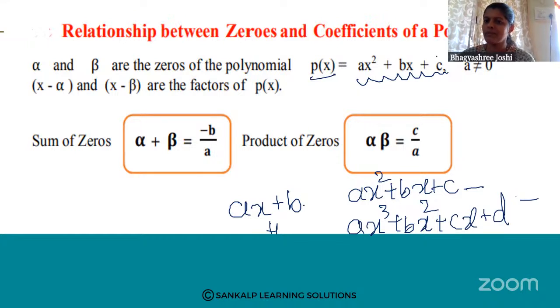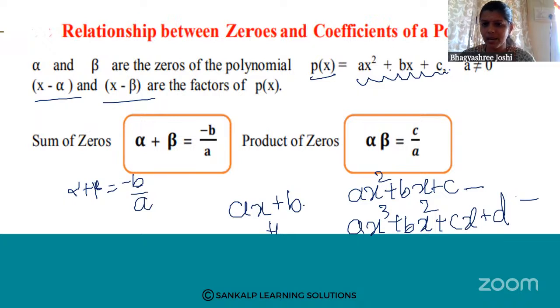ax square plus bx plus c is a quadratic polynomial where a is not equal to 0. Why is a not equal to 0? If a becomes 0, 0 into x square is 0 only, and we will get bx plus c. So bx plus c is a linear polynomial. It is not a quadratic polynomial. So in order to get a quadratic polynomial, the condition is a is not equal to 0. Okay. Next, x minus alpha and x minus beta are the factors of P of x. Then the sum of zeros, alpha plus beta, is equal to minus b by a.